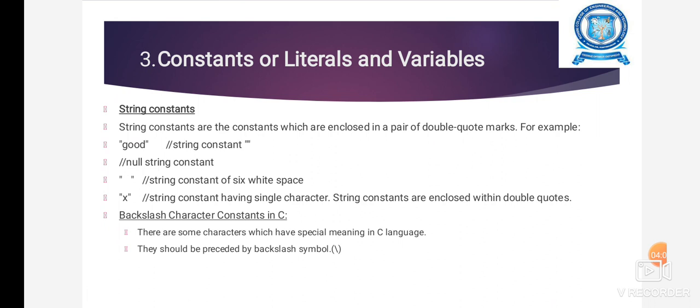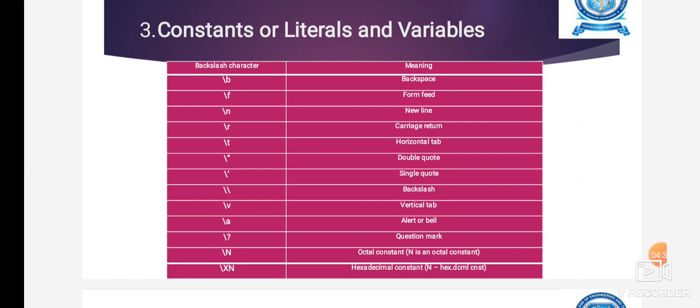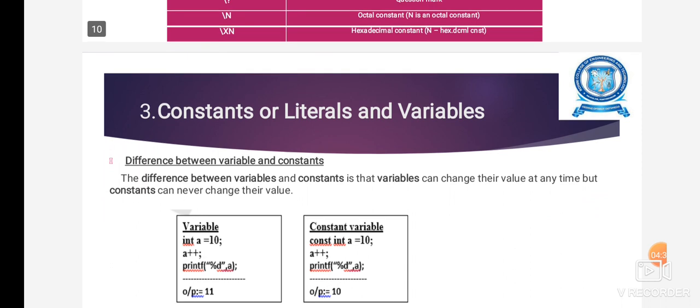The string constants are the constants which are enclosed in a pair of double quotation marks. So this is the example for string constant, that is "goat". Before that we use a double quotation mark. Then backslash character constant. There are some characters which have special meaning in the C language. They should be preceded by a backslash symbol. So this is the example for backslash characters. So these are the characters and their meaning.